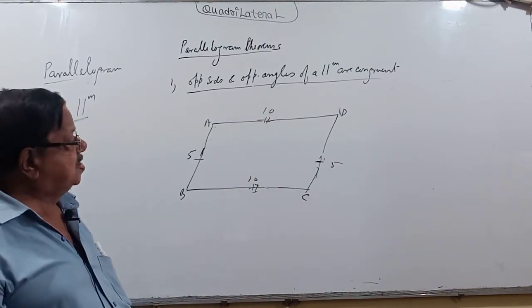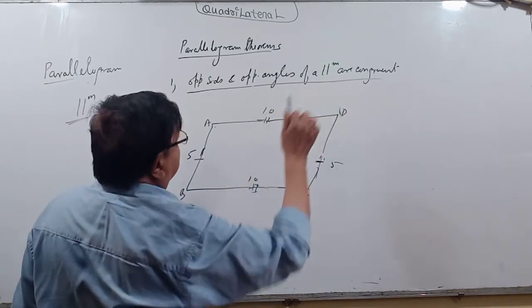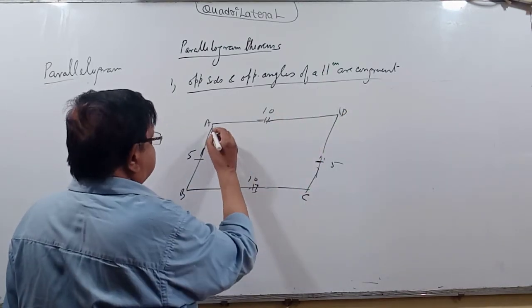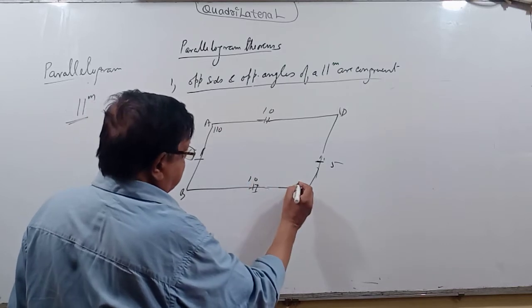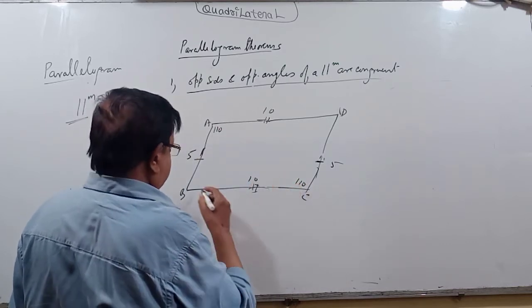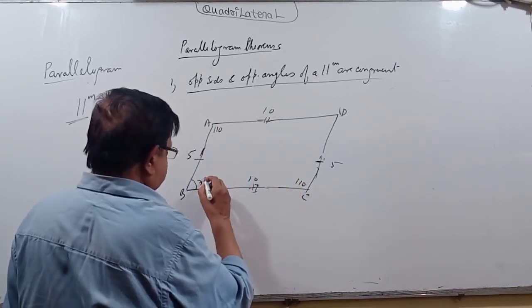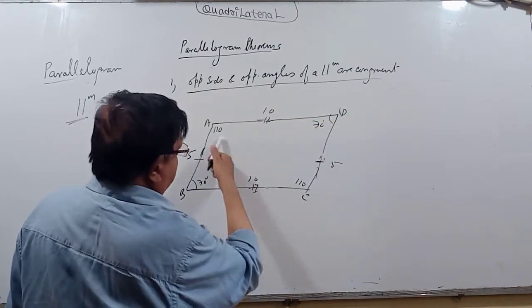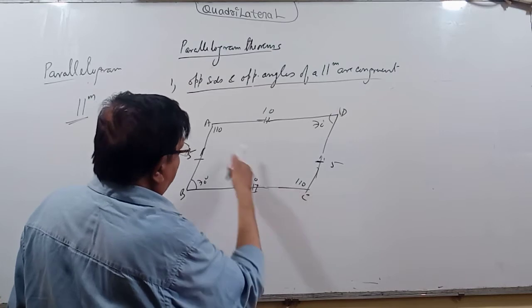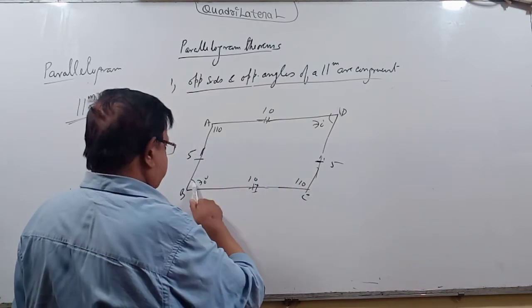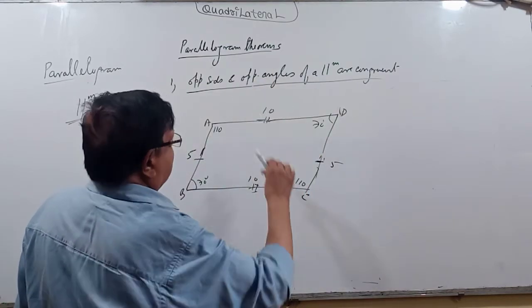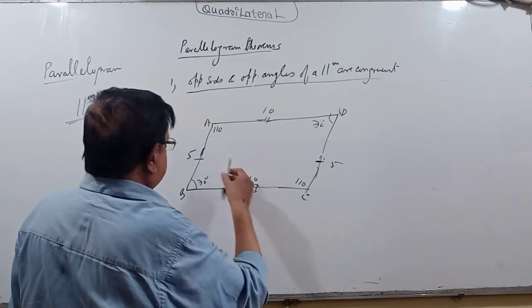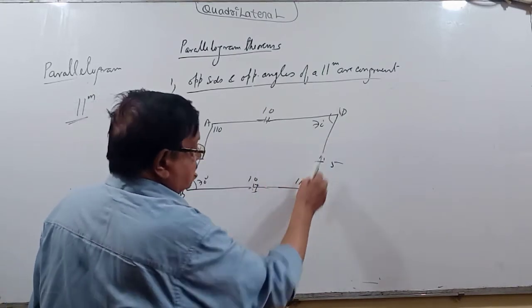The second part of the theorem is opposite angles are congruent. If this is 110, this also will be 110. If this is 70, this also will be 70. Opposite angles are congruent. Angle A is congruent to angle C and angle B is congruent to angle D. AD is congruent to BC, AB is congruent to DC.